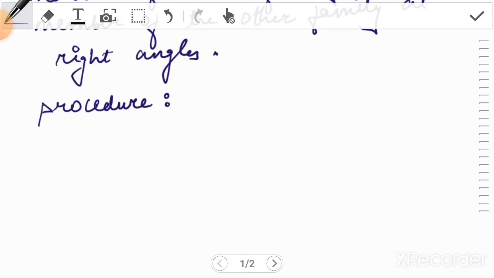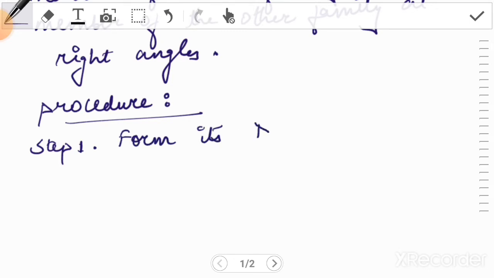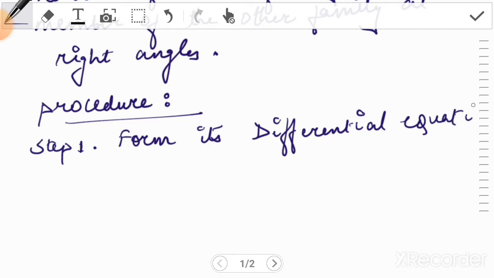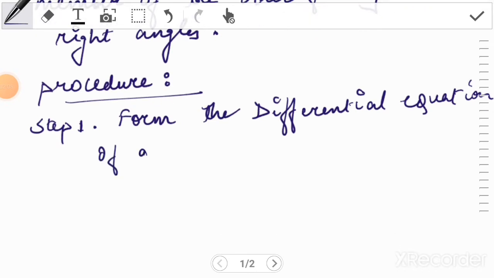Now the procedure to find orthogonal trajectories. Step 1. Form the differential equation of the given family.